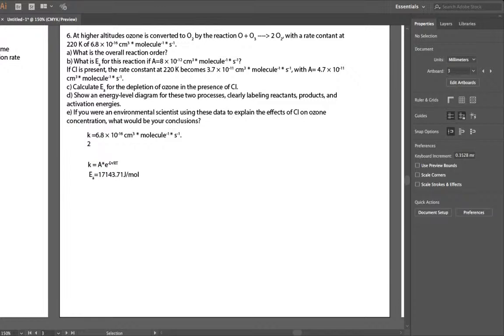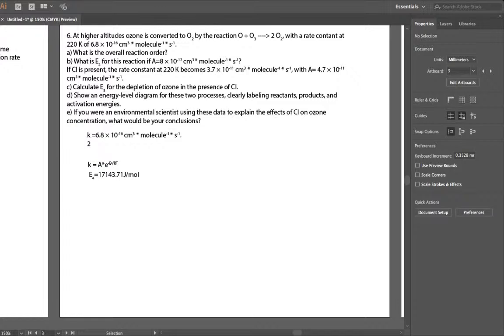And so if chlorine is present, the rate constant at 220 Kelvin becomes 3.7 times 10 to the negative 11 centimeter cubed per molecule per second, with A equal to 4.7 times 10 to the negative 11 centimeter cubed per molecule per second. Calculate EA for the depletion of ozone in the presence of chlorine. So we just need to modify a little bit of the equation. We just need to use the K and the A of the following things.